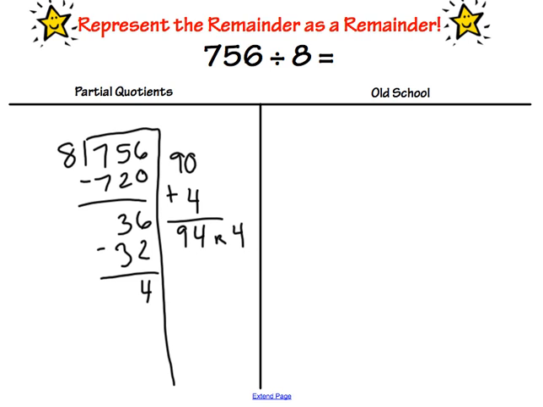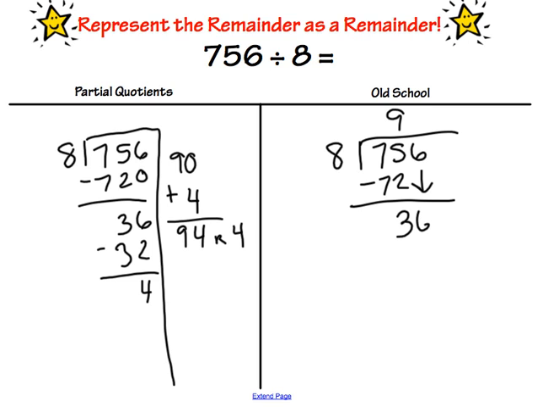94 remainder 4. If we do this old school, how many times does 8 go into 75? 9 times. 9 times 8 is 72. Subtract, bring down, 8 goes into 36, 4 times, 8 times 4 is 32, subtract, and 8 cannot go into 4, so our final answer is 94, remainder 4. So this is the typical way that you are used to representing the remainder. This is the way that you've been taught since you began doing division.